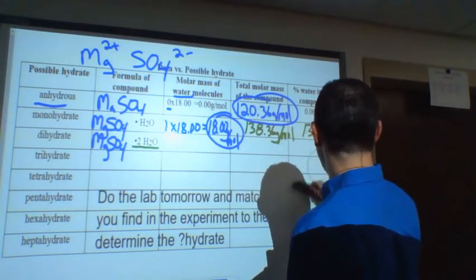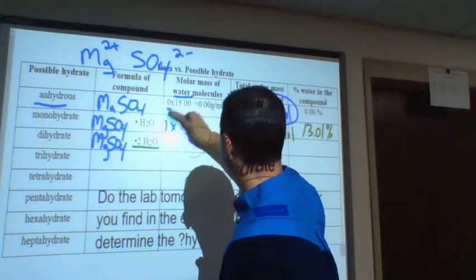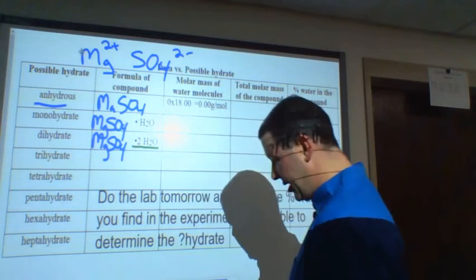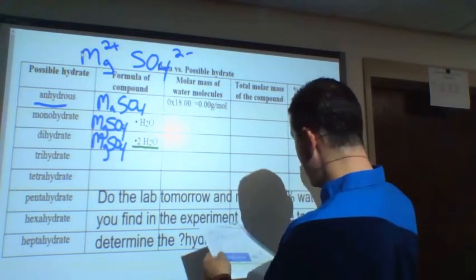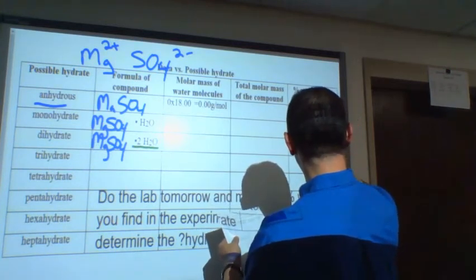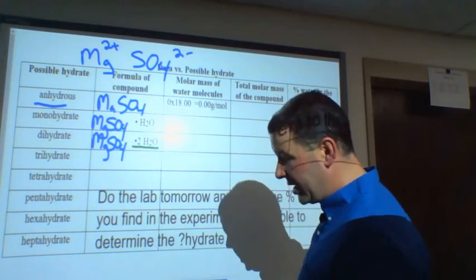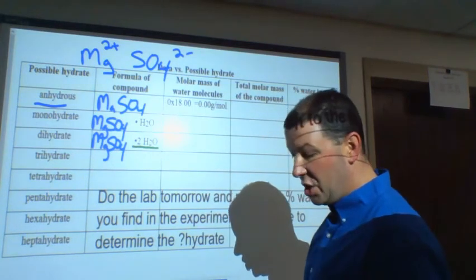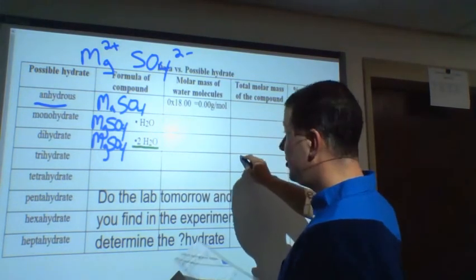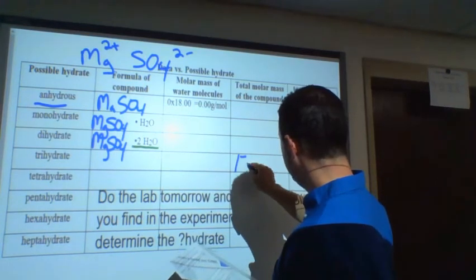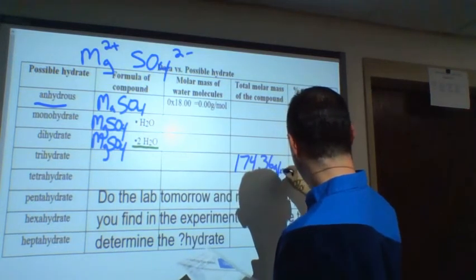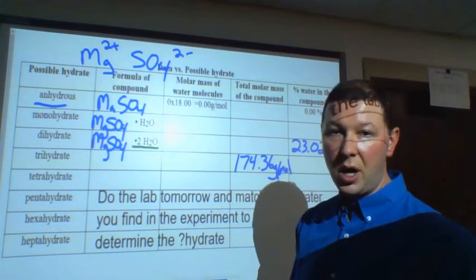So I'm going to have you do the rest of the work. I will give you a couple numbers, and you can check if you're doing things correctly. So for this dihydrate, I will give you this number, 23.02%. If you don't get 23.02%, you are doing it wrong. So that's one little bit of information. I'll give you this trihydrate mass, 174.36 grams per mole. If you don't get that molar mass, you're doing stuff wrong.